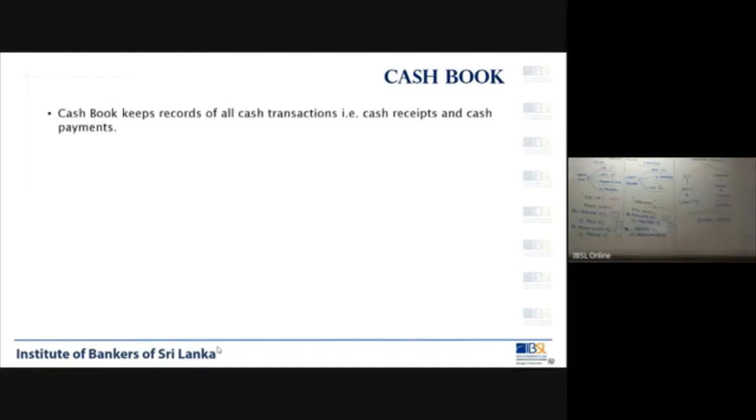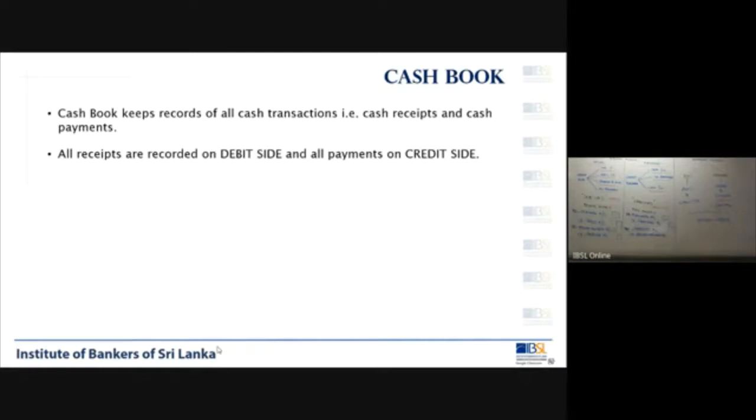So in a cash book, what happens? Cash book keeps records of all cash transactions. That is, you might receive cash or you might pay cash. All receipts are recorded on the debit side, and all payments are on the credit side. So when you receive cash, what do you do? You debit the cash book. When you are required to pay something, you will credit the cash book. Okay? Because cash is an asset. Cash is an asset. So any increases to asset will be debited, that we have already seen. Any reduction in assets will be credited to those assets.